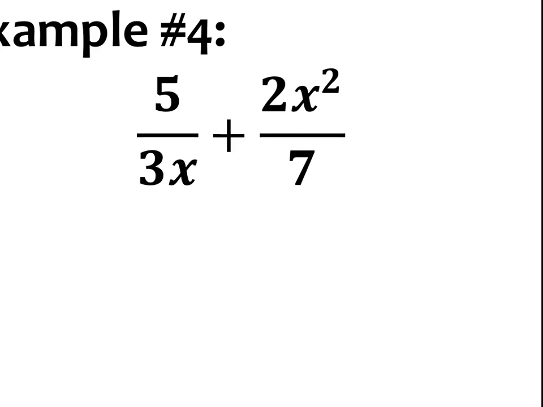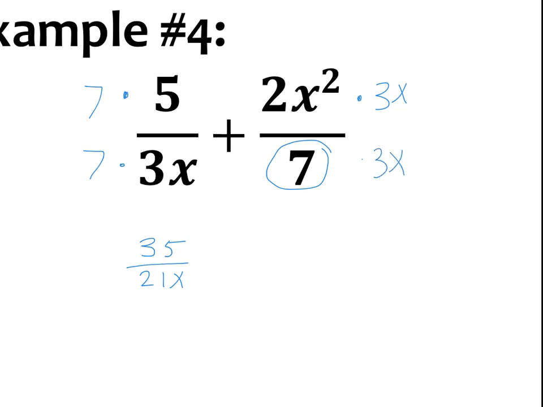So for example number 4, we're going to multiply the one on the left times the denominator on the right. So we're going to multiply times 7. We have to multiply top and bottom. 7 times 5 is 35. 7 times 3x is 21x. And the one on the right, we're going to multiply times the 3x, the denominator on the left, top and bottom. 2x squared times 3x is 6x cubed.